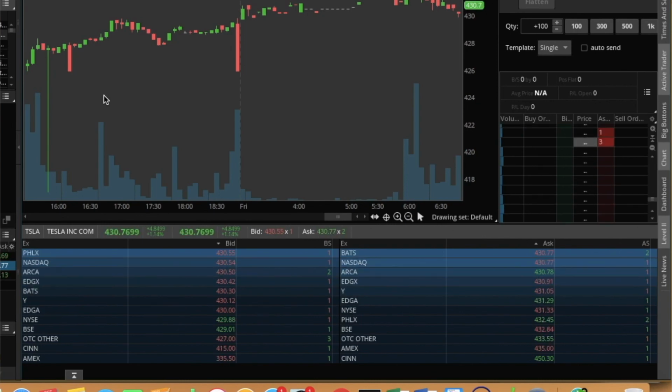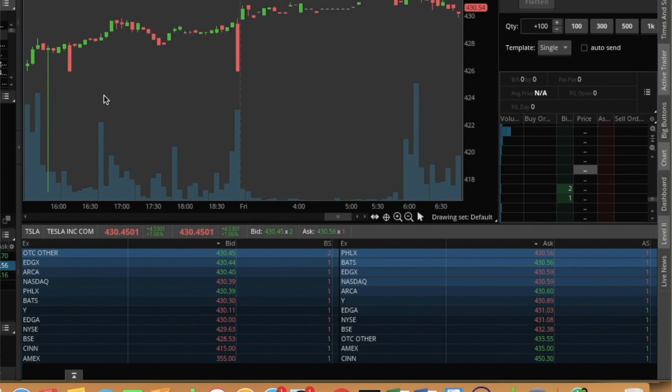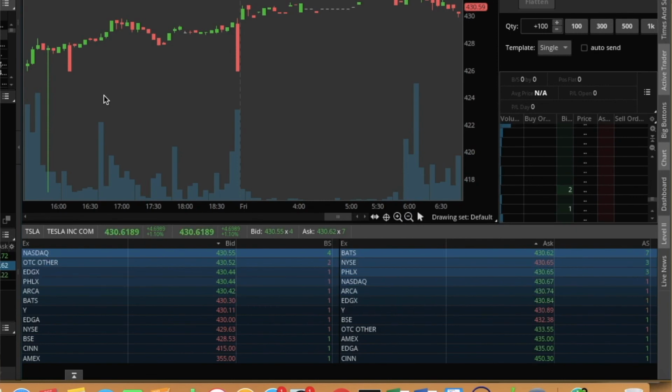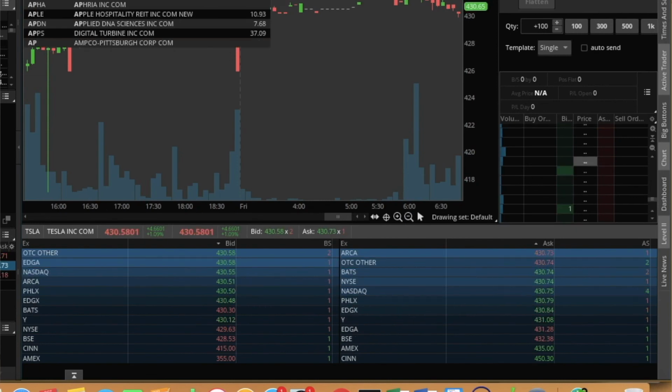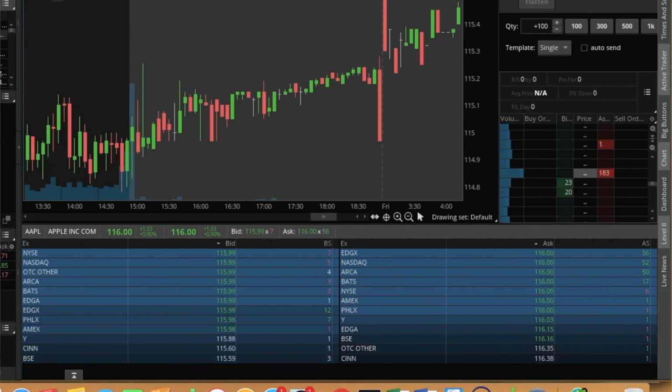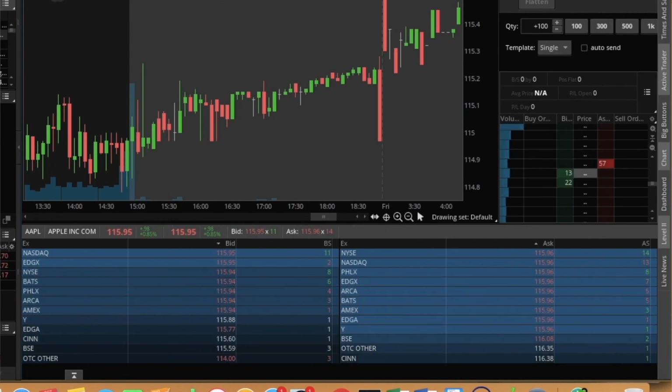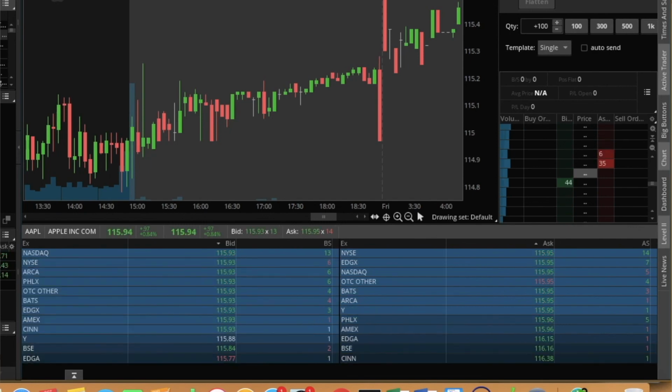A level 2 quote lists the different exchanges and also the size of the buy or sell order. Supply and demand are what a level 2 quote will show you. If there are more buyers than sellers, the price of the stock will more than likely go up. Vice versa, more sellers than buyers means that the price of the stock will go down.